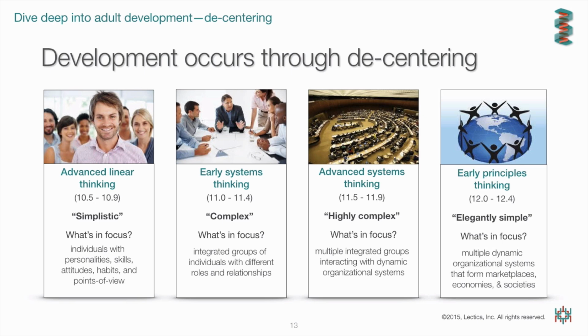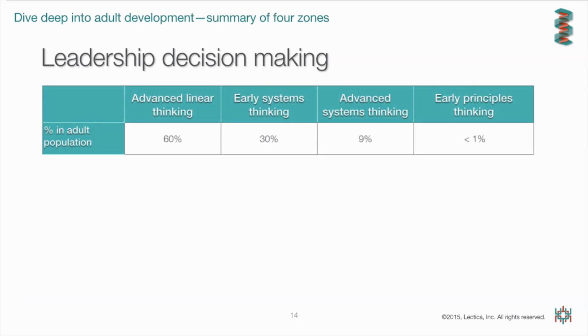Let's continue our dive into adult development by seeing how this concept of decentering applies to decision-making, self-understanding, and a few other key skills. We can see that advanced linear thinking is prevalent in approximately 60% of the adult population, early systems thinking in approximately 30%, advanced systems thinking in approximately 9%, and early principles thinking in less than 1% of the adult population.